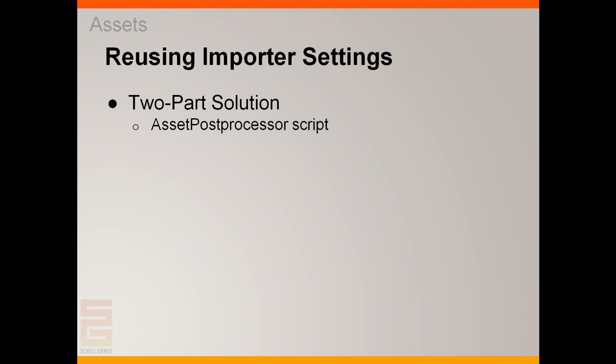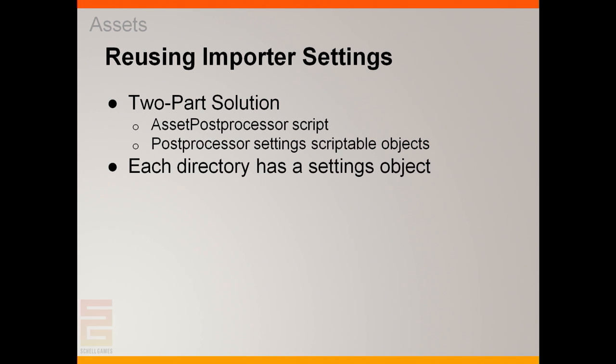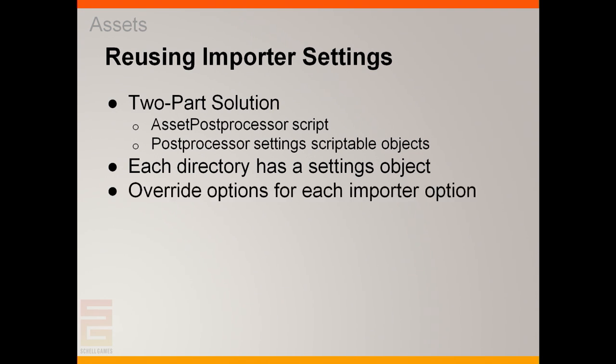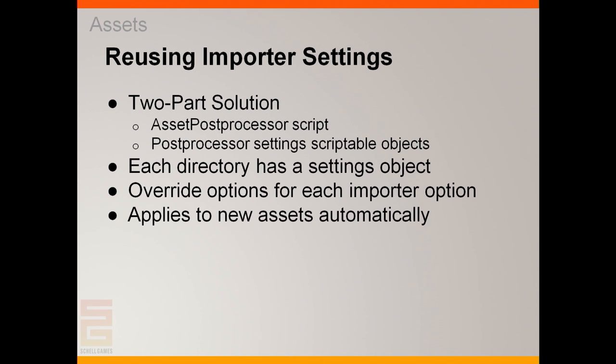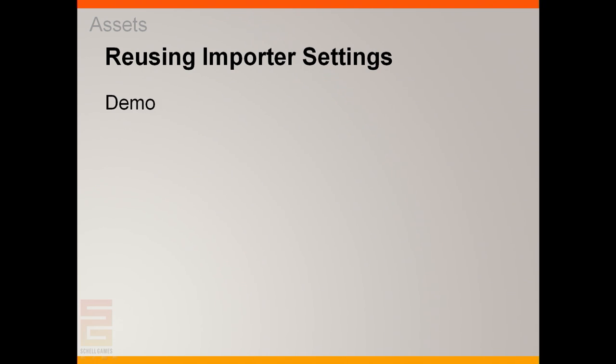So the next half of this is how do we configure those settings? And what we do is we create a settings object that lives per directory. So each directory can have one of these settings objects in it that defines how it's going to change the assets that live there when they get imported. And each one of those settings files can optionally override some field inside of the importer. And it'll apply that to new assets. So if you drag and drop a new asset into your Unity project, it will pick up those settings on import. And I'm going to try to demo this now.